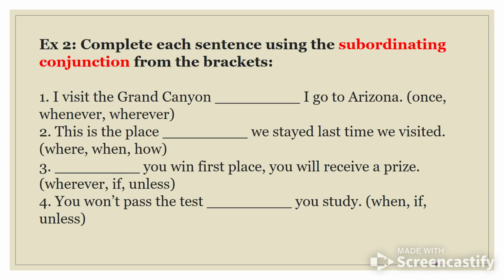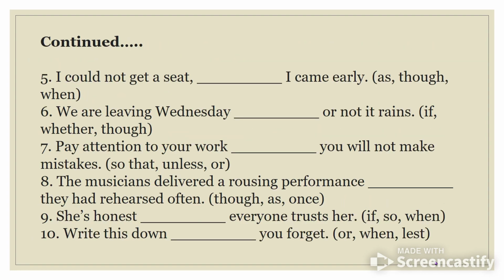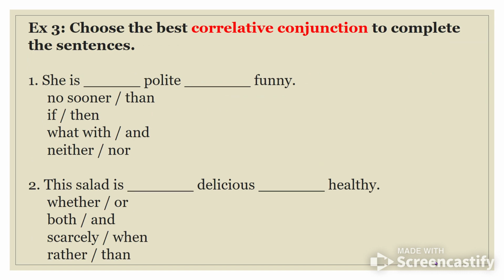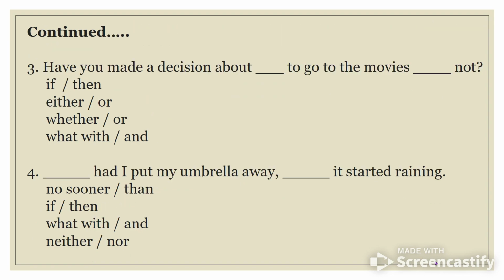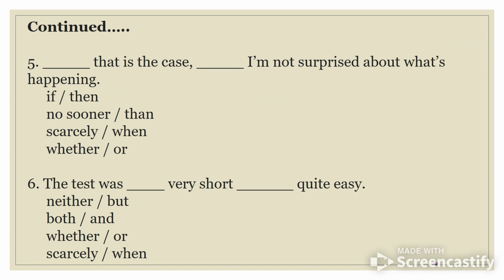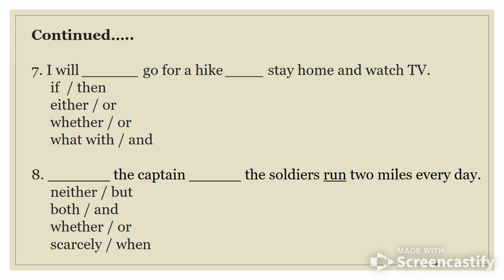Now these are further exercises which I want you to practice in your grammar notebook, and the answer key will be soon sent to you for reference. Okay, so the second exercise is complete each sentence using the subordinating conjunction from the bracket. You have to choose. So these are the sentences here which you have to do in your grammar notebook. And the third exercise is choose the best correlative conjunction to complete the sentences. Again, you have to choose from the options given below. This also has to be done in your notebook. You don't need to copy down the options, just the correct answer has to be written.